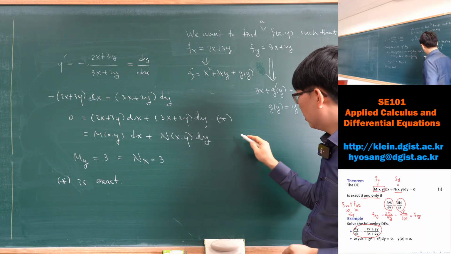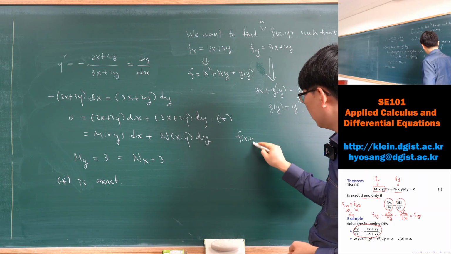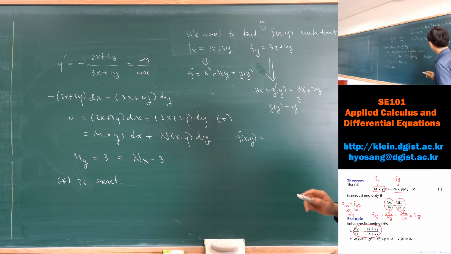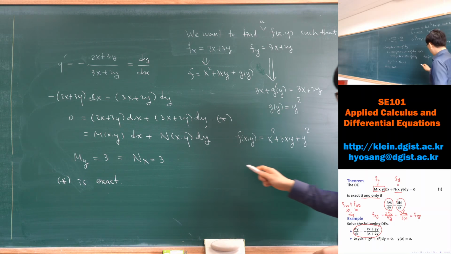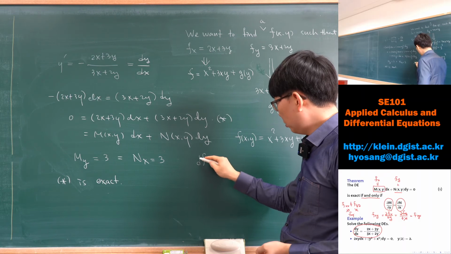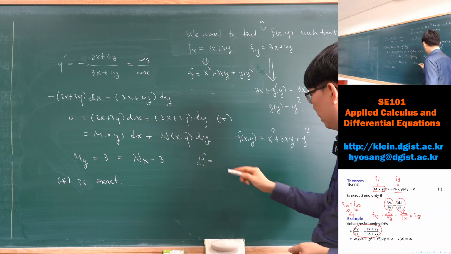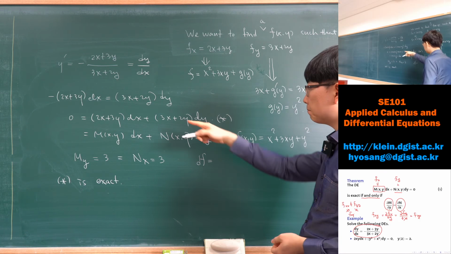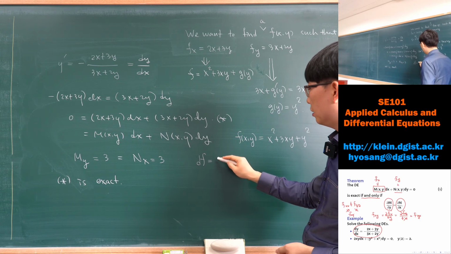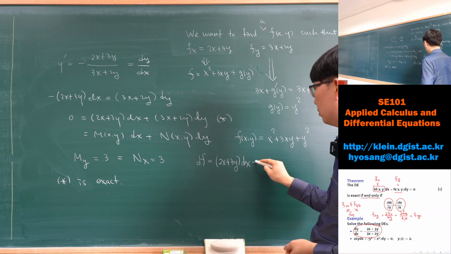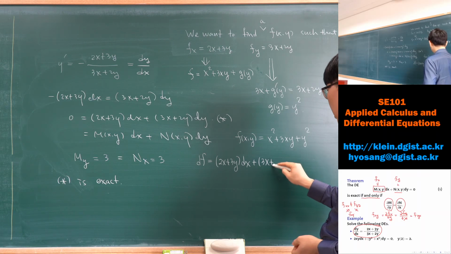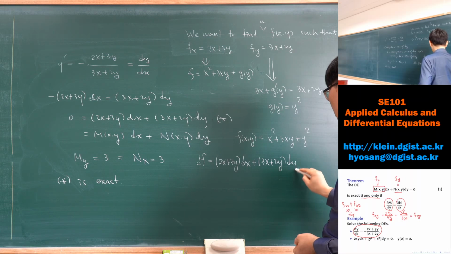So we have f of x, y equals x squared plus 3xy plus y squared as an example, such that the total differential df is equal to the given differential equation, (2x plus 3y) dx plus (3x plus 2y) dy.